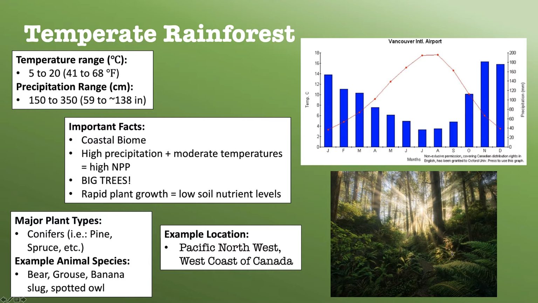Lots of precipitation and moderate temperatures means high net primary productivity. The plants grow really quickly and they grow really big. You get very big trees in this kind of biome. Also, because the plants grow so fast, you tend not to have that many nutrients in the soil just because they get used up. And they also get washed out from all the rain. All right, so it's an important biome. It's a very unique biome and very limited. So it's something worth keeping your eye on and preserving.